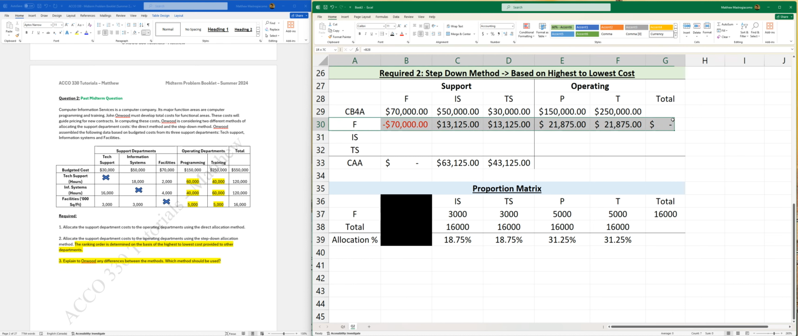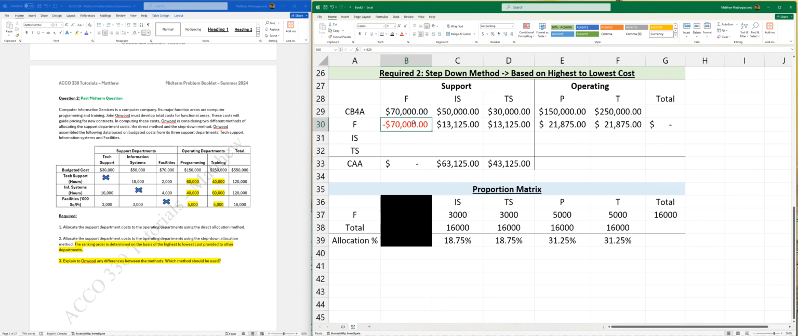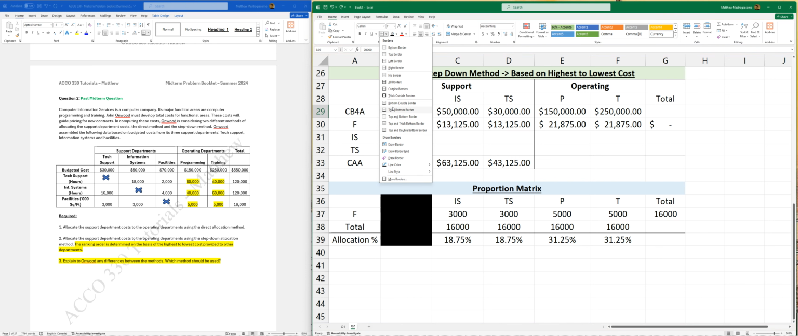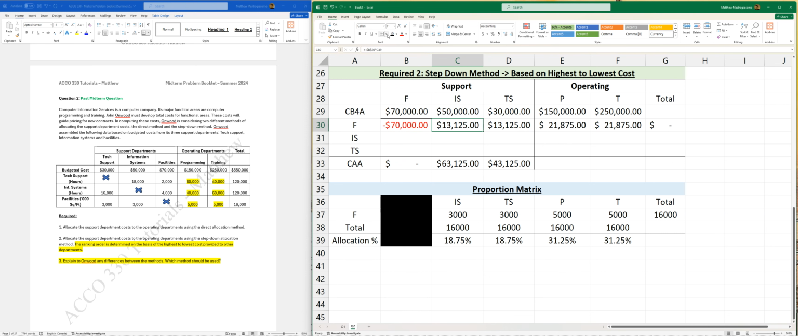Anyways, for the step-down method, you essentially want to build your little staircase here. Sorry for the drawings, I'm not in an arts program. No, that's not how you do the staircase, wait. So you put the first stair here. This is more important than the teaching, I have to make sure the drawing is good. There, that's the first staircase. Remember, we never allocate backwards, so information systems is not going to help facilities. You're going down the stairs.